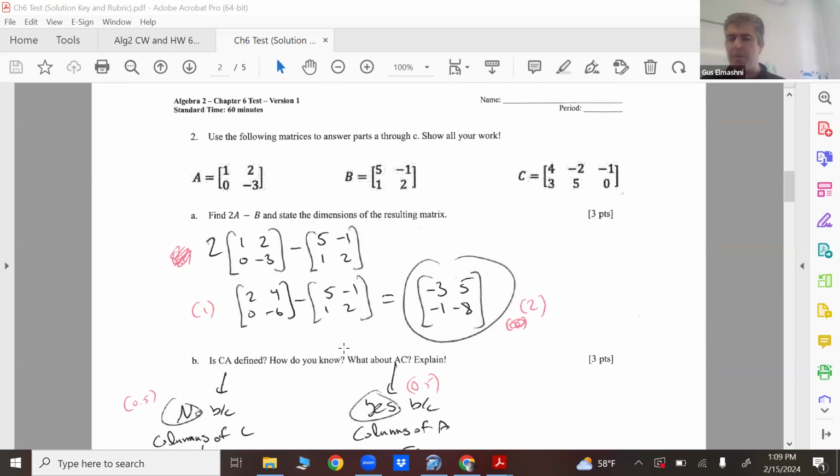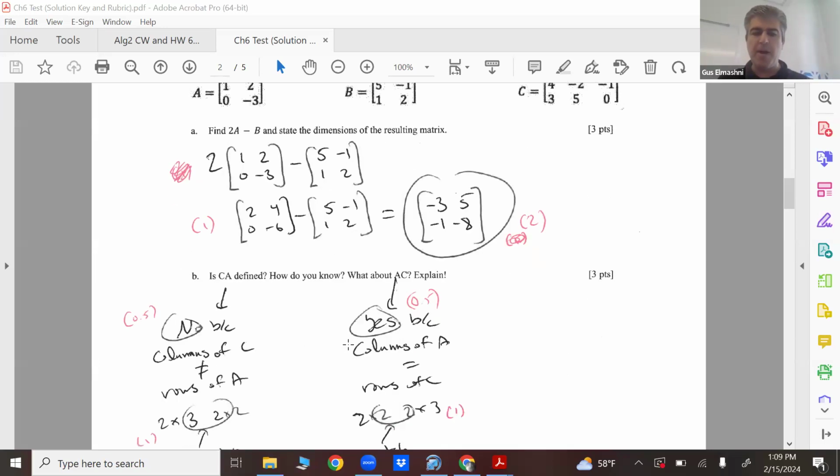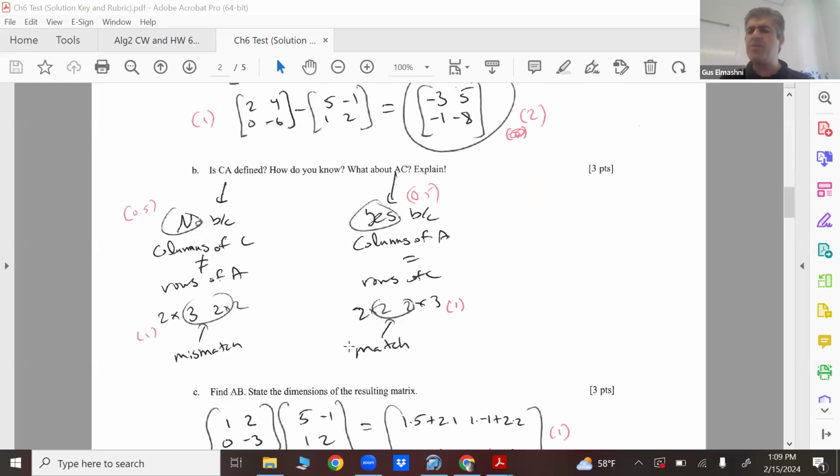Matrices, that was pretty simple. I don't imagine A was a problem. Just distribute the 2, subtract, you're good. If you were off by a number or 2, I probably took off a half point, but if I took off more, let me know. I'll explain why. For part B, interestingly, some of you guys didn't answer the question correctly.